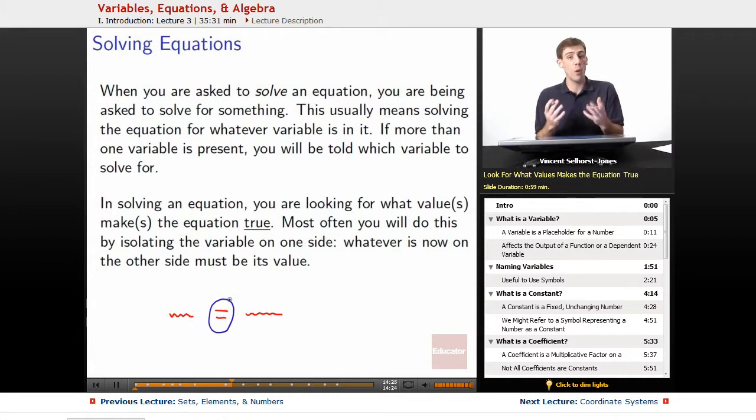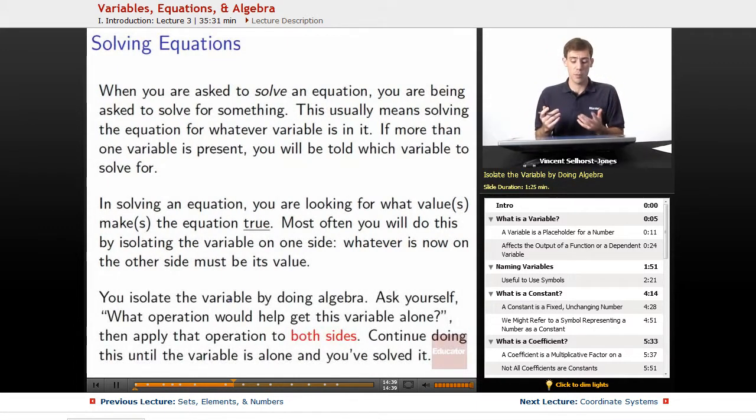Most often you'll be able to figure out what the values are that make something true by isolating a variable or variables on one side. You'll isolate the variable on one side, and then whatever's on the other side must be the value of that variable. How are you going to do that in general? Normally you're going to isolate the variable by doing algebra. You will ask yourself, what operation would help get this variable alone? What would I have to do to this side to be able to get this variable on its own? Then you do that operation to both sides. You continue to apply these operations, asking yourself one time after another, what could I do to get this variable alone? You keep doing operations to both sides. And then you keep doing this until eventually the variable is alone on one side and you've solved it.